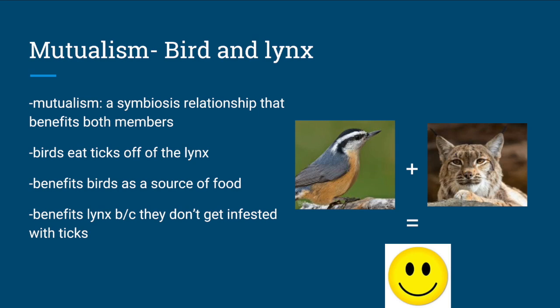Mutualism. In mutualism, both members of the relationship benefit. In the temperate grasslands, birds eat ticks off of the lynx. This benefits the bird because ticks are a source of food for them. This also helps the lynx because they can get rid of the ticks without doing anything.